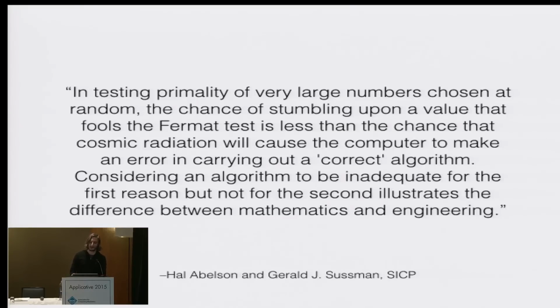Considering an algorithm to be inadequate for the first reason, but not for the second, illustrates the difference between mathematics and engineering. It's kind of tongue-in-cheek, but I think it actually makes a pretty good point. If you can guarantee to a very high probability that you're going to get something close to the correct answer, or the correct answer at times, that is generally just as good for a lot of problems.